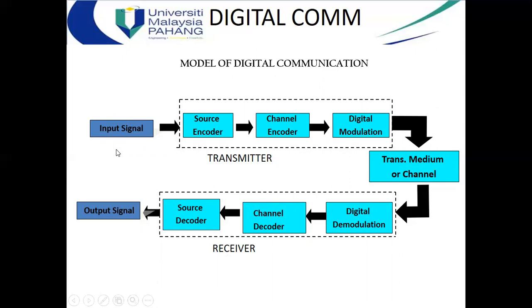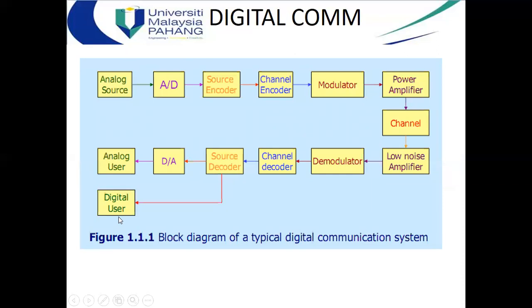So for digital communication, here is the source, source encoder, channel encoder, digital modulation. This is inside the transmitter. Then the data should be transmitted through the channel, and at the receiver side, just the reverse operation of the transmitter. This is more detail for the modulation. So analog source, analog to digital converter, because we have to convert the data to digital or discrete before using it for a digital communication system. So the source encoder, channel encoder and modulator together at the transmitter form the digital modulation.